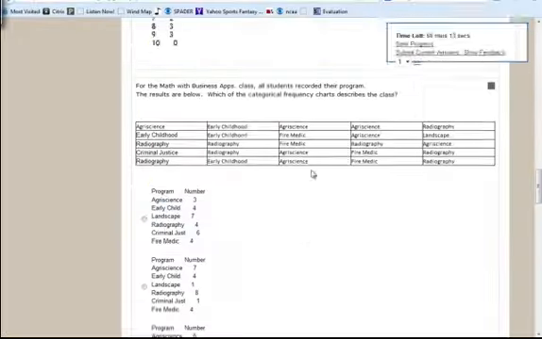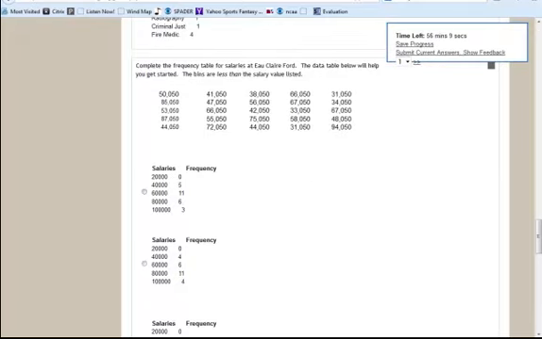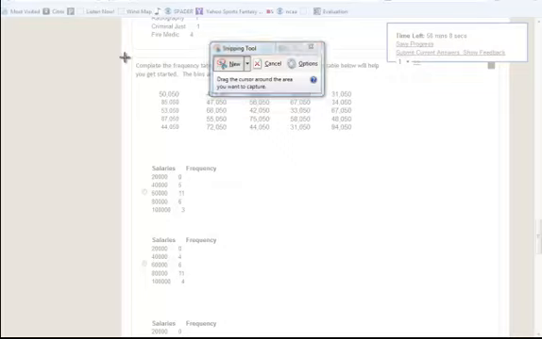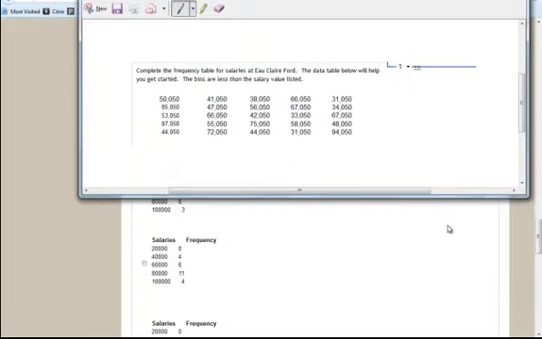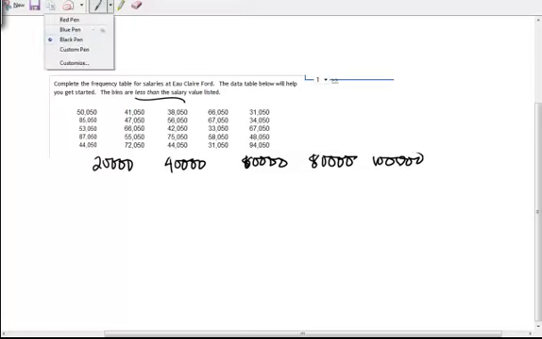Next, another one where you have to come up with categorical frequency distributions. So make sure that you get the categories first. List all the different categories. Oops, 60,000, not 80,000. And then 100,000. Once you've got the categories, then just go through and select each of the different things.